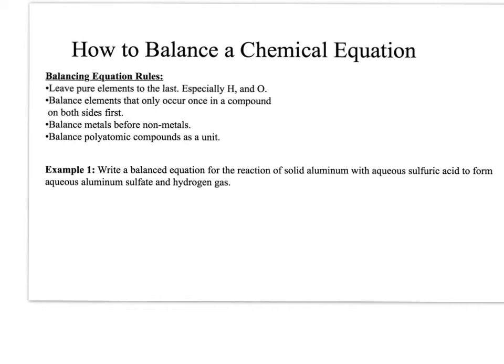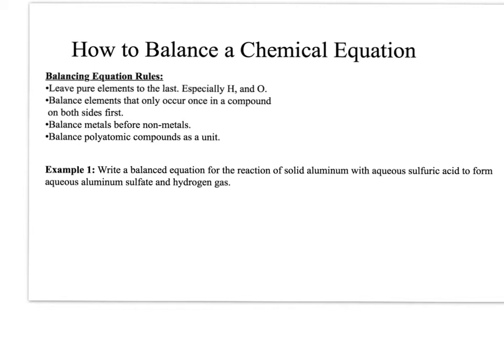Given a base chemical reaction, we want you to be able to balance it by putting in the correct coefficients to balance out the number of atoms in the reactants and the products. And there's some basic balancing equation rules that will help you to balance an equation quickly and efficiently. And by following these, you'll find that you won't have to use as many steps or retry equations if you follow these rules.